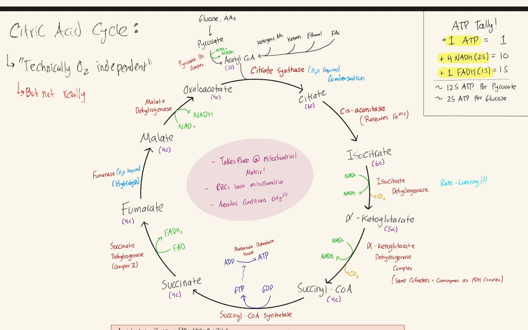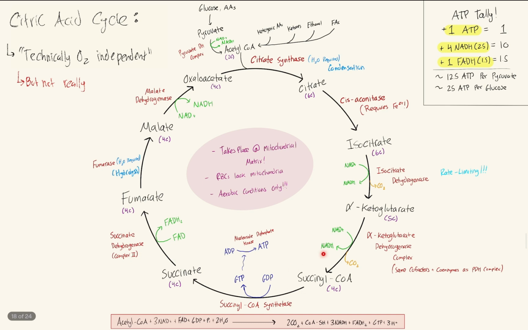From here, alpha-ketoglutarate will turn into succinyl-CoA through the enzyme alpha-ketoglutarate dehydrogenase complex. This complex requires similar or the same cofactors as the pyruvate dehydrogenase complex. Also note that we are having the second and final decarboxylation occur, and we're having the second of 3 productions of NADH. So we've gone from a 5-carbon down to a 4-carbon succinyl-CoA.